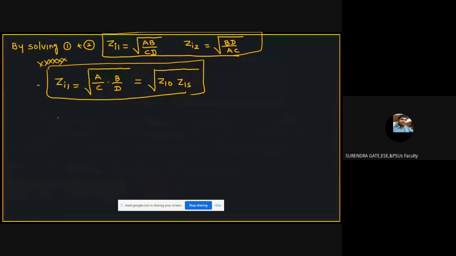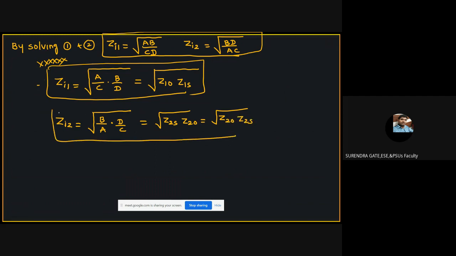Then I substitute. Similarly, what is ZI2 equal to? ZI2 equal to square root of B by A into D by C. What is B by A? B by A is Z2S, into D by C. What is D by C? Z2 0. This is equal to square root of Z2 0 into Z2S. Okay, this is the image impedance in terms of open circuit and short circuit impedances.